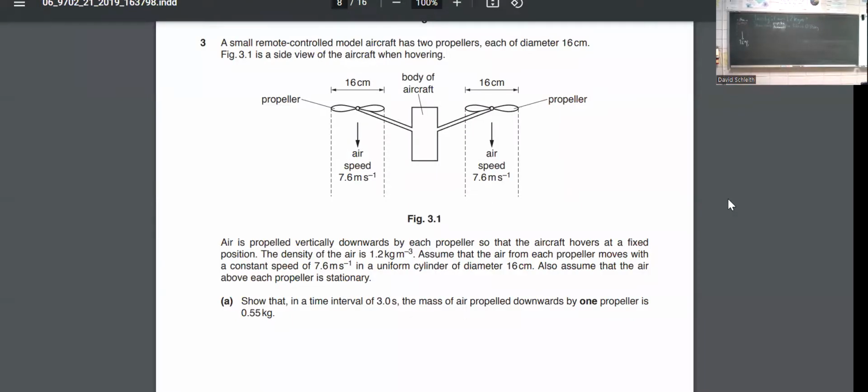Hello and welcome. We've got another paper 2 worked example, and this one is all about a small remote controlled model aircraft that has 2 propellers. But we only really need to think about one of the propellers. Our job, as you can read up there, is to show that in a time interval of 3 seconds, the mass of air propelled downwards by one propeller is 0.55 kilograms. You guessed it. Let's jump over to the chalkboard.